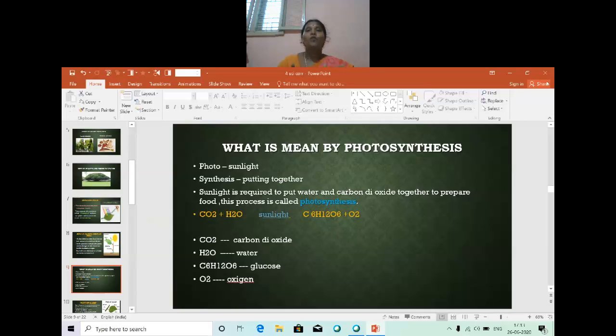The same process is happening in the plant also. How is the process happening here? See, I told you, the root absorbs and gives water and minerals. So the plant gets water and minerals from the root. Then it gets carbon dioxide from the atmosphere. These are all ingredients. All the ingredients are collected.